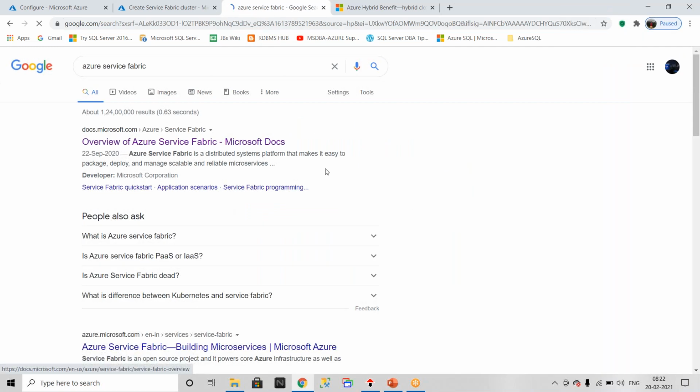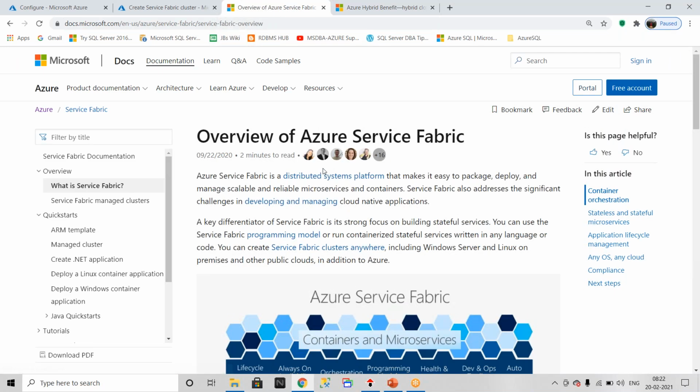Service Fabric. How is Microsoft maintaining this many databases over the cloud? That is a good question, and the answer is Azure Service Fabric. Azure Service Fabric is a distributed system platform that makes it easy to package, deploy, and manage scalable and reliable microservices and containers. So this is the concept working in the backend.